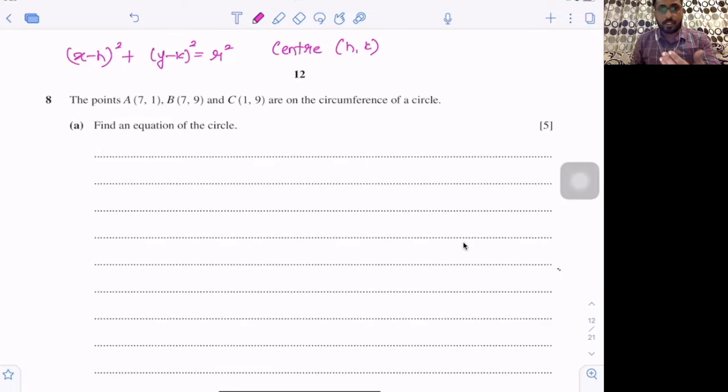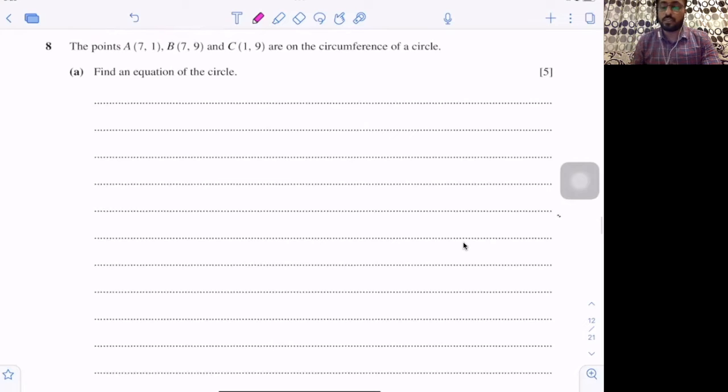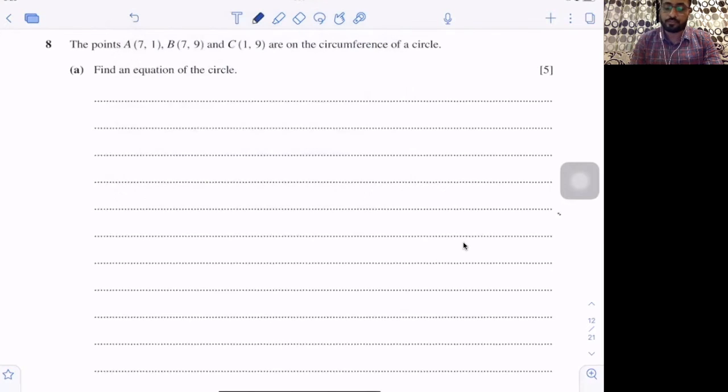How can it be done? Let's observe. I want to find the equation of the circle. There are 3 points given to us. I'm going to draw a circle first of all. So I have a circle, and I am given 3 points on this circle. I will take a point as the center of the circle. Let's say this point is the center.